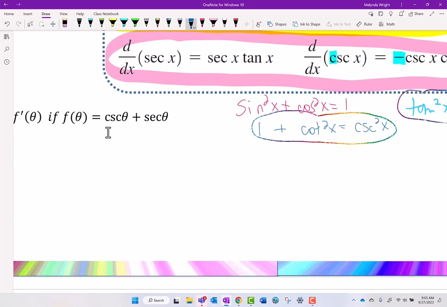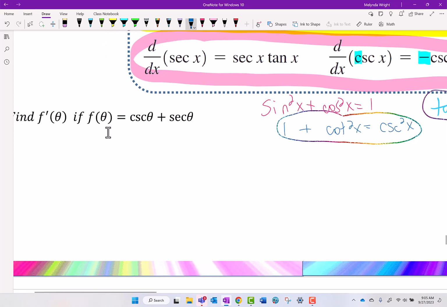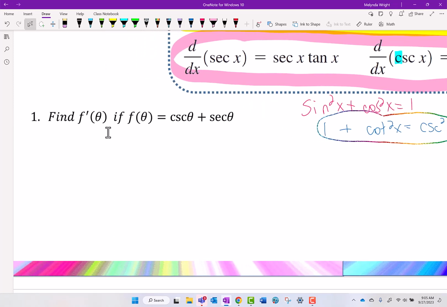And we're using theta. Please think of theta like an x. For some students, they really get freaked out with different variables. For whatever reason, they're like, oh my gosh, I can't do that. If that really troubles you, you can certainly rewrite it and call this f of x equals cosecant x plus secant x. If you rewrite it like that, I will be fine with that.